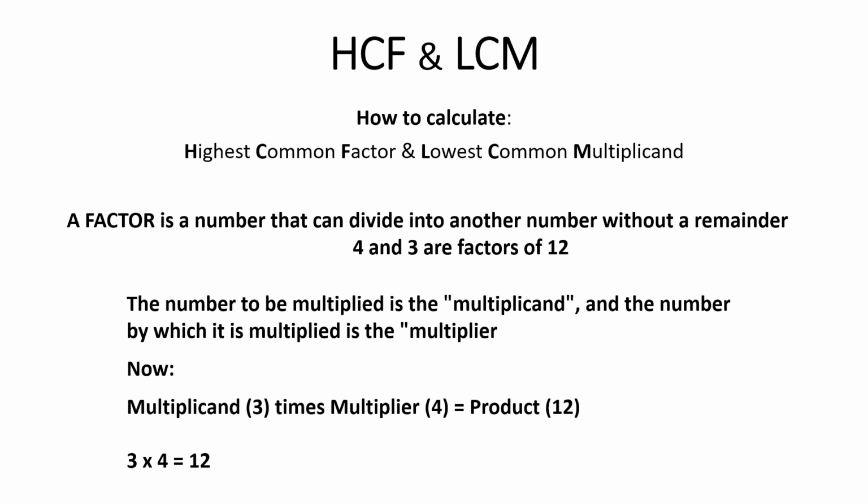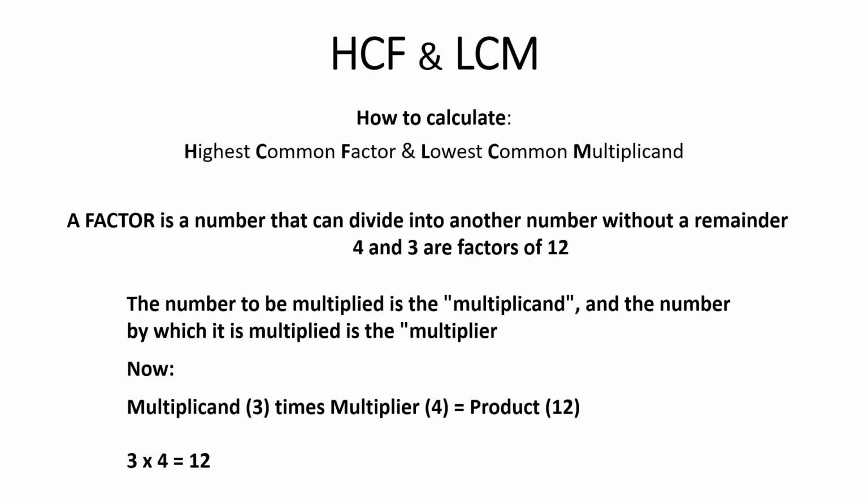I'm going to show in this video how to work with HCF and LCM and how to calculate the highest common factor and the lowest common multiplicand. First of all, a factor is a number that can divide into another number without a remainder, and 4 and 3 are factors of 12 because they can both divide into 12 without a remainder.